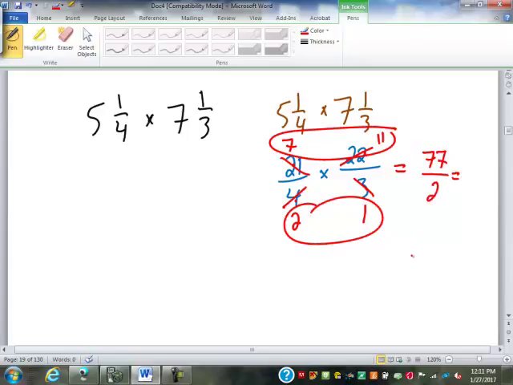If I divide that out, 77 divided by 2. 2 goes into 7 3 times. That's 6 with 1 left over. Bring down the 7. 2 goes into 17 8 times. That's 16 with 1 left over. So that's 38 and a half.